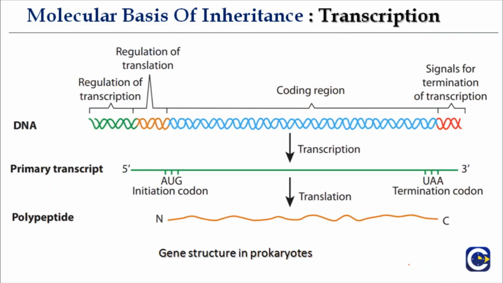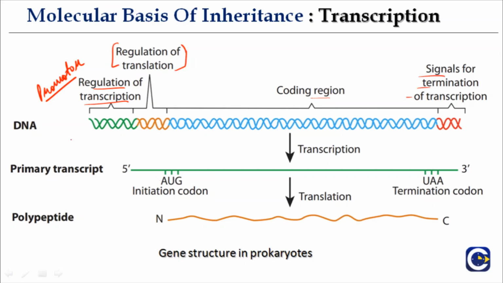So this is a gene structure in case of prokaryotes. This is the DNA. And this strand, for example, here has the coding region. So this is regulation of transcription. We have the promoter. Okay. And then is the regulation of translation. We'll see about this in the later parts, so we can for now ignore this. And then there is this coding strand, and then there is a signal for termination of transcription.